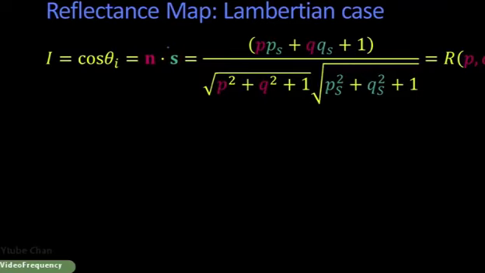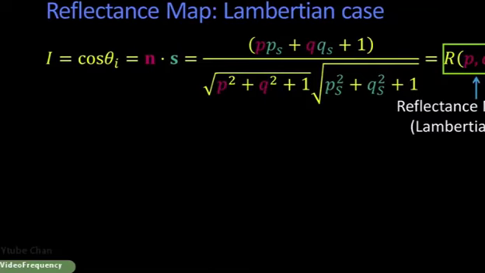So the dot product that we showed before is just p times p_s plus q times q_s plus 1, over the normalization, and we refer to that as R of p, q. And this is the reflectance map in this Lambertian case. So what is that going to look like in pq space? To figure that out, we can do it algebraically, but it's kind of cooler to do it geometrically.